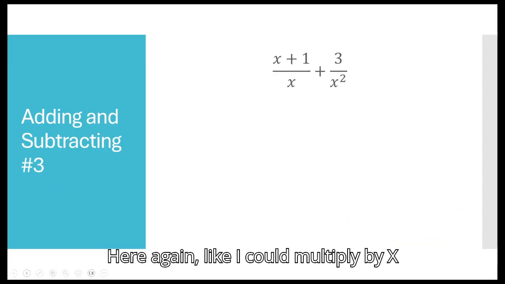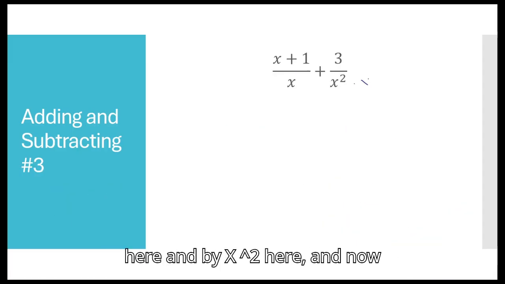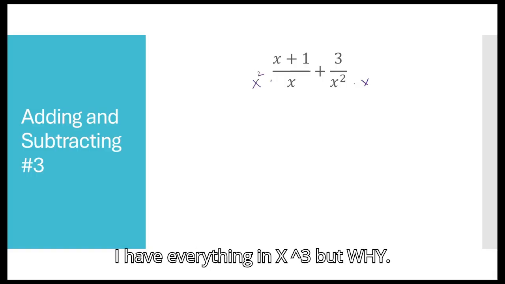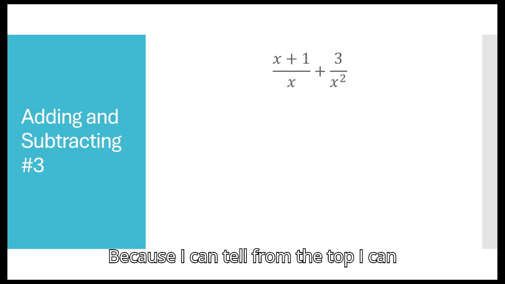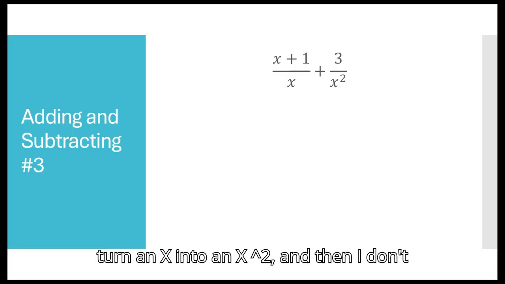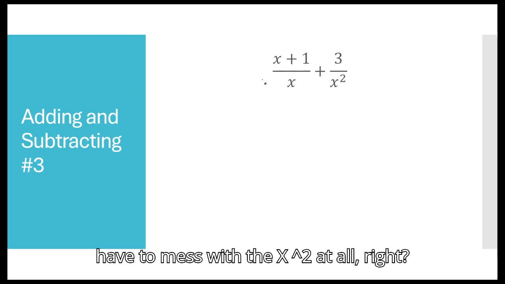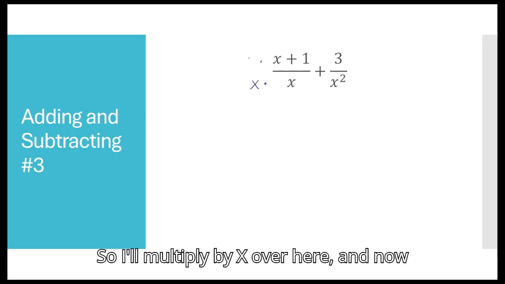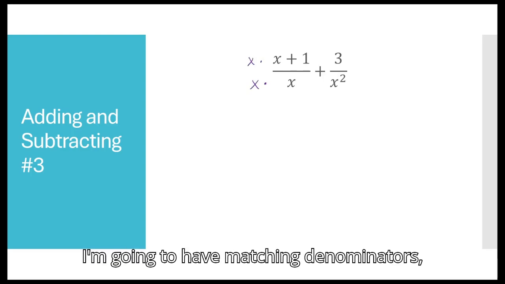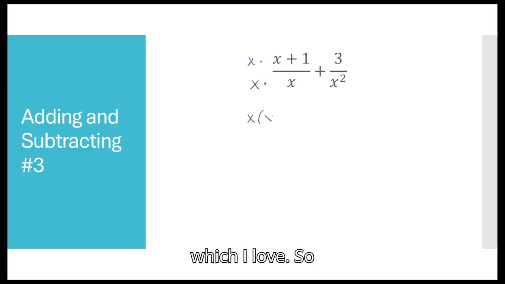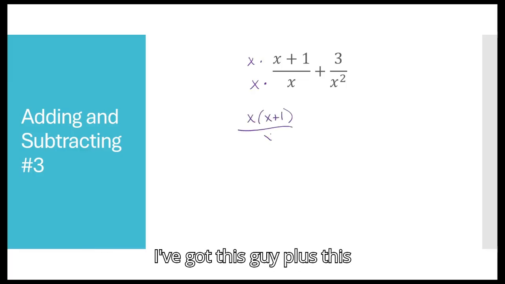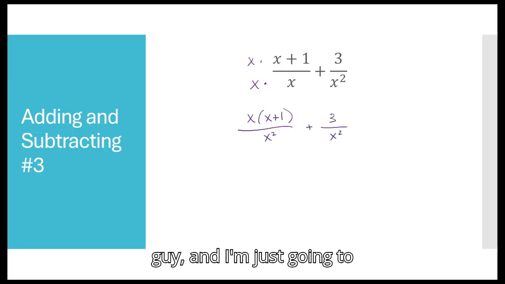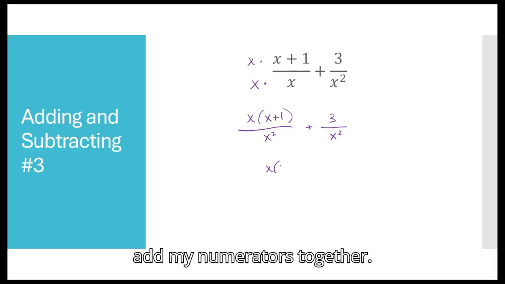Here again, I could multiply by x here and by x squared here, and now I have everything in x cubed. But why? Because I can tell from the top, I can turn an x into an x squared, and then I don't have to mess with the x squared at all, right? So I'll multiply by x over here, and now I'm going to have matching denominators, which I love. So I've got this guy plus this guy, and I'm just going to add my numerators together.